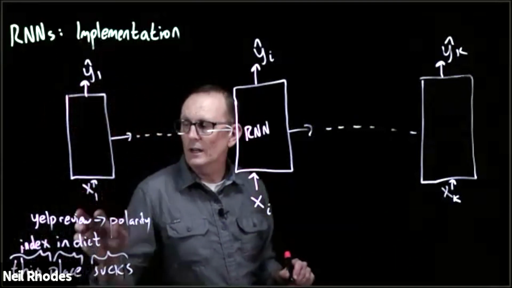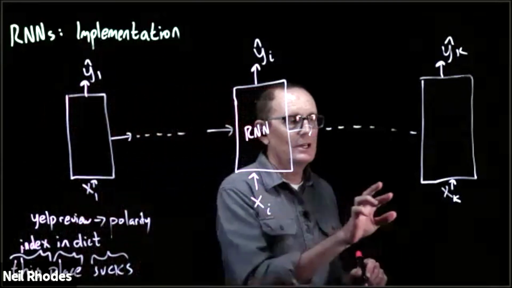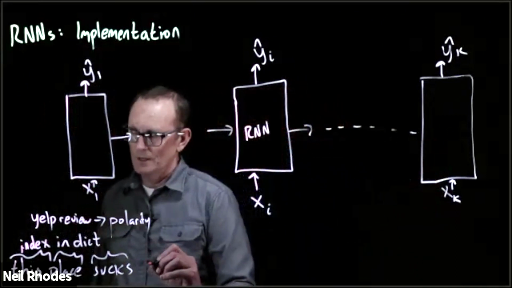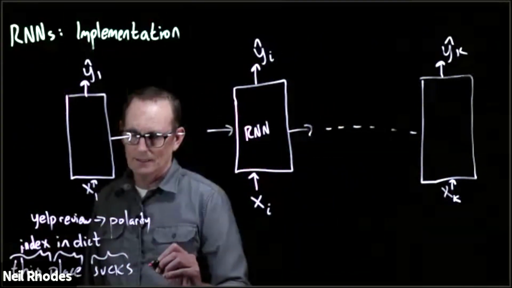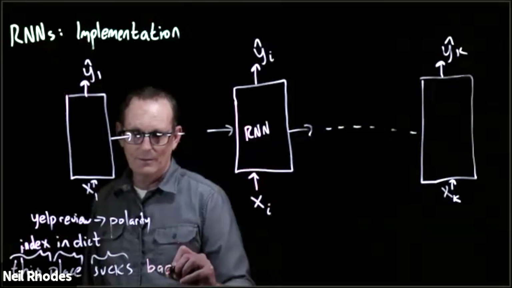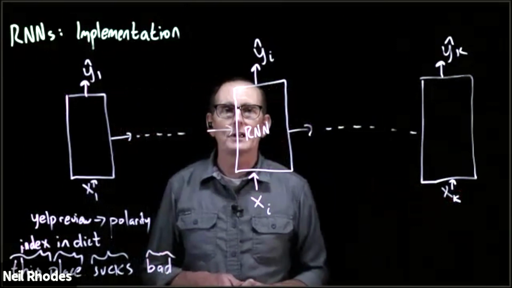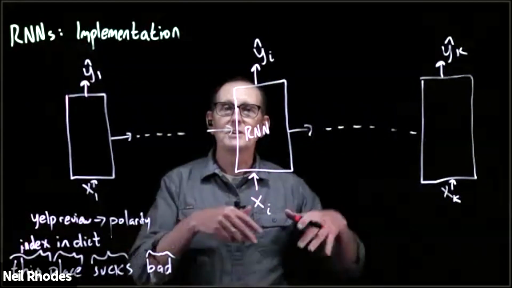We go through, we feed in x sub 1, which is this, x sub 2 place, x sub k. We have actually 4 of them. This place sucks bad. All right, and finally we get bad. And then where do we look for our polarity? How do we know what the predicted polarity is?